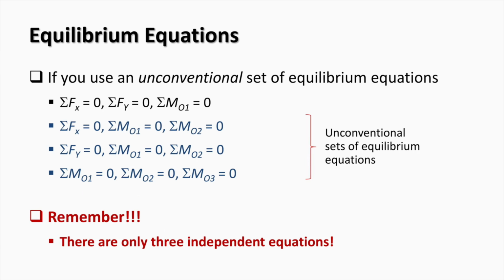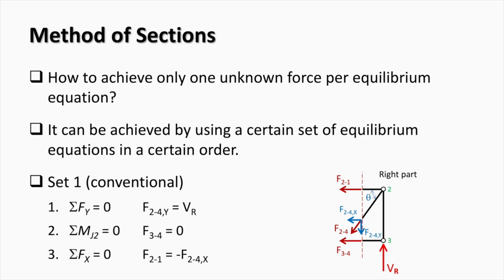In selecting equilibrium equations, it should be remembered that only three independent equilibrium equations can be selected, regardless of whether it is translational or rotational equilibrium. The fourth equation is a combination of the first three and can only be used for validating the solution for the forces.